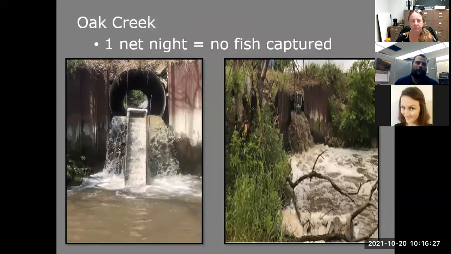And Oak Creek, unfortunately, we only fished for 1 net night and no fish were captured. The rain event was a little too much for a lower site. Pictured to the left is what the ladder looked like when we finally did get it on the site. And pictured to the right is the day after the rain event. And you can just kind of see how much water is coming through that site.